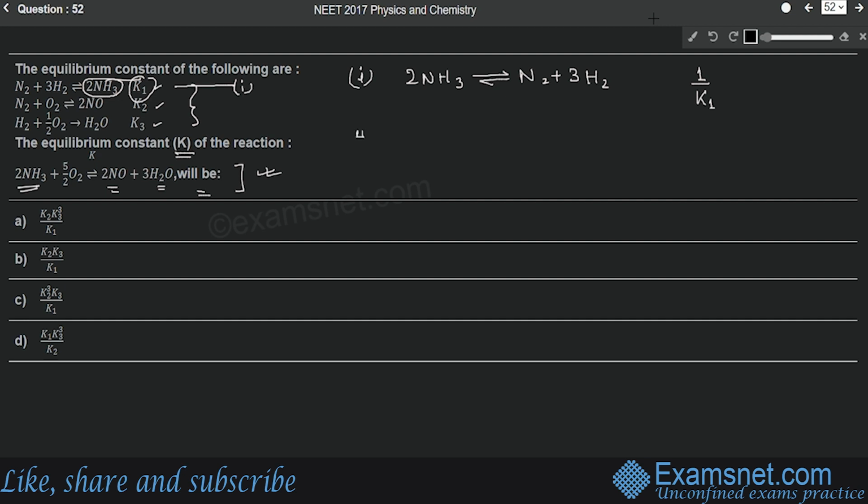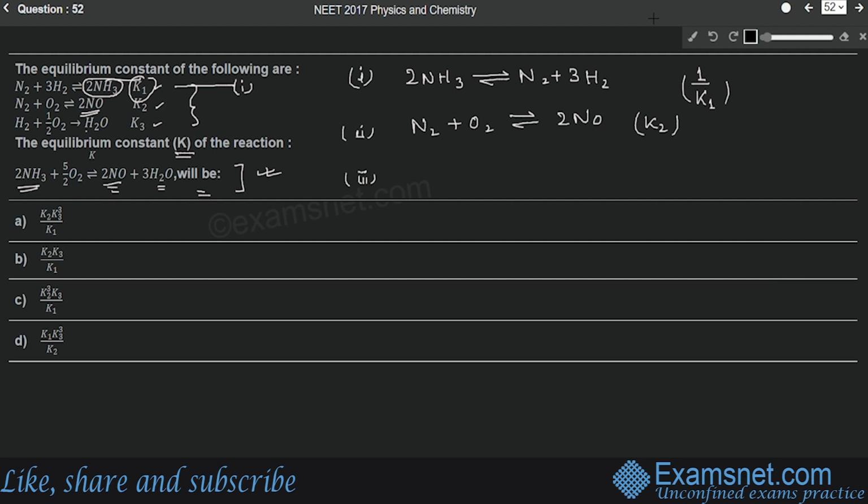Now, second reaction. Here we can see that 2NO is on the product side and in the final reaction also 2NO is on the product side. So we'll write this reaction as it is. So N2 plus O2 gives 2NO. So its equilibrium constant will be K only, K2 only.